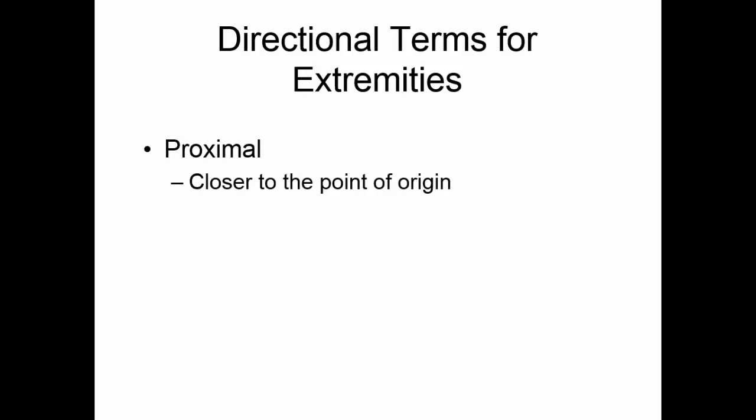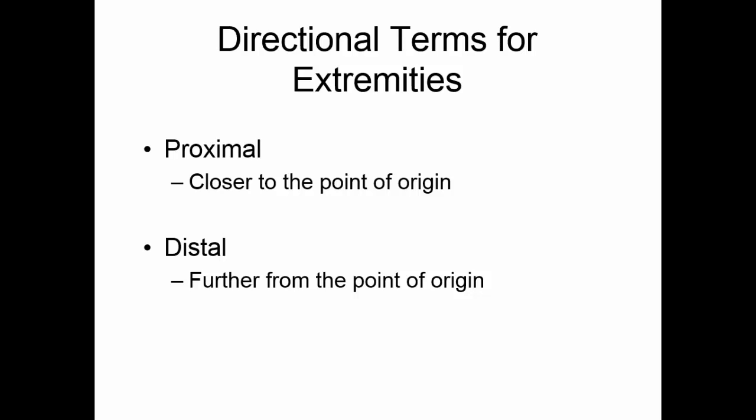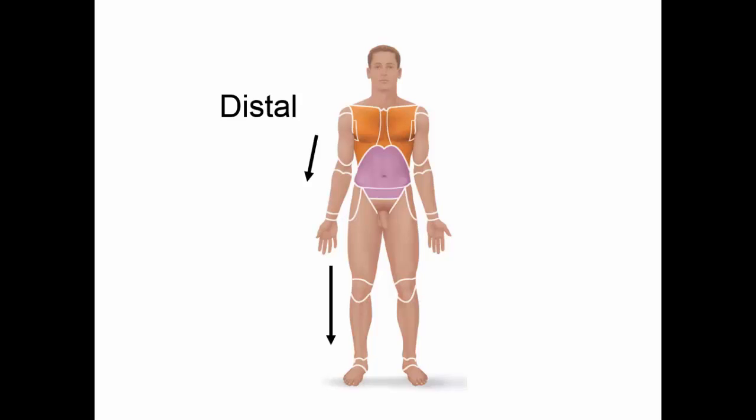The extremities, the arms and the legs, give us a little more challenge. Proximal means closer to the point of origin of the limb, and distal means further from the point of origin. You can remember distal because distal sounds like distance. So when we're looking at the arms and the legs, distal means away from the point of origin. So we can say things like the elbow is distal to the shoulder, or the ankle is distal to the knee. Proximal means closer to. So here the elbow is proximal to the hand. The knee is proximal to the ankle.